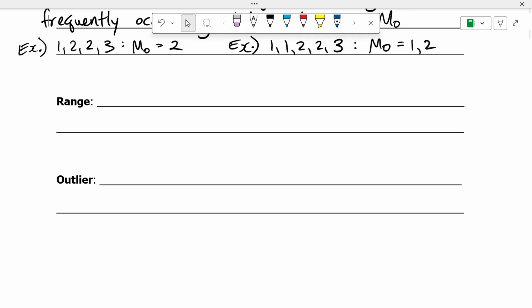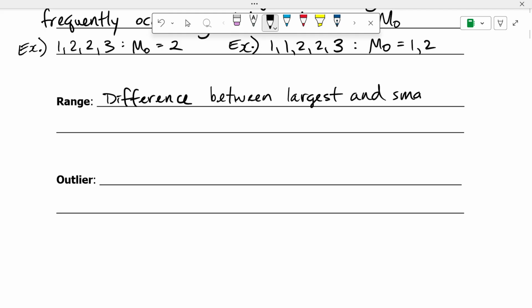How about range? This is not a measure of central tendency because it's the, I'll define it first. It is the difference between the largest and smallest data points. So biggest number minus smallest number, that's your range.